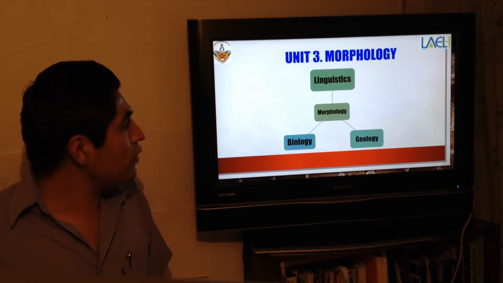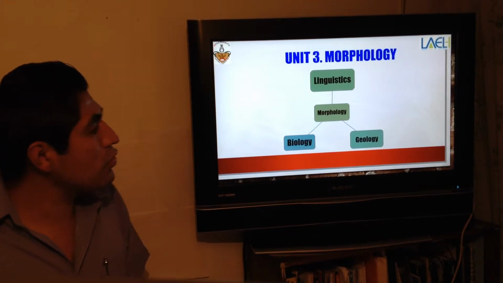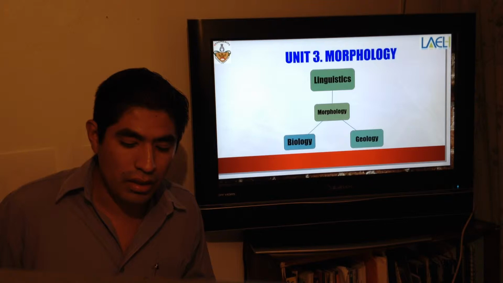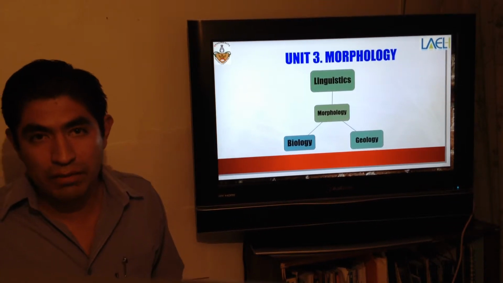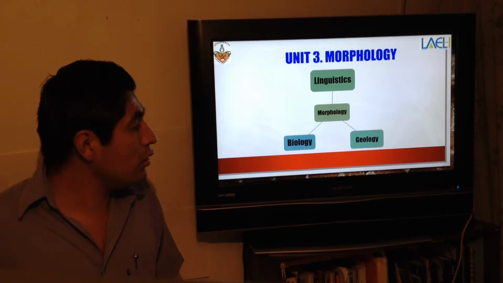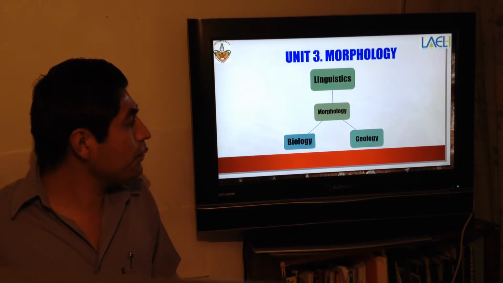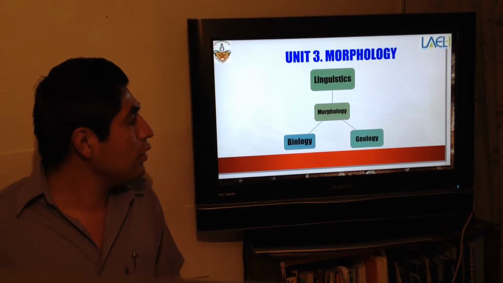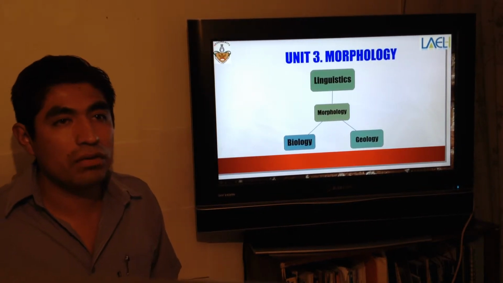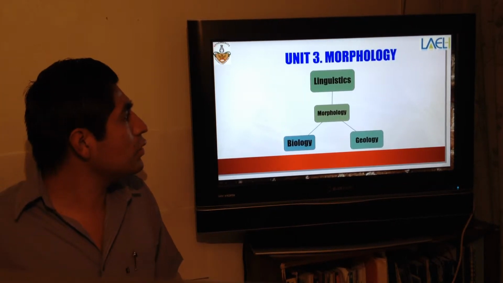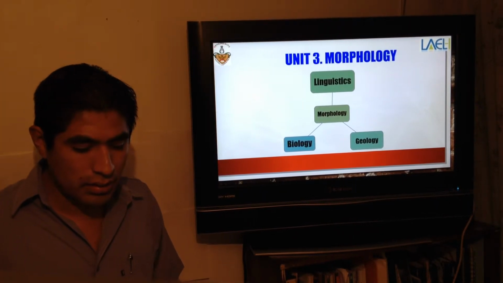Morphology. What is morphology? Well, morphology is used in three areas. Number one, in biology, that is the study of the structure of animals and plants. Number two, geology. In geology, we use this term when we want to describe how the land is. But in this case, I will focus just on linguistics.